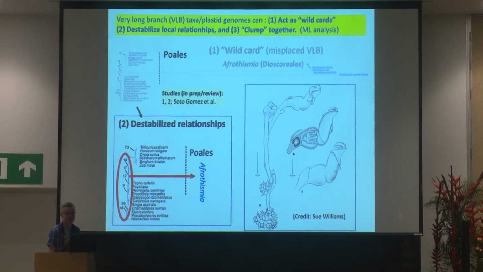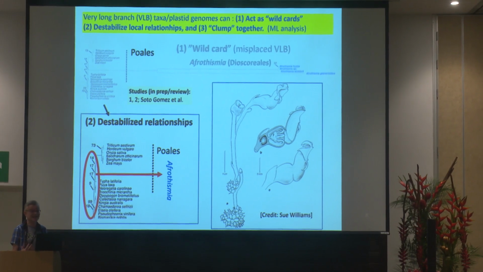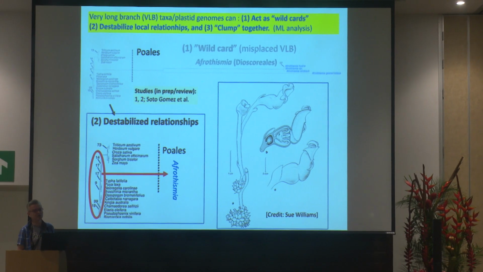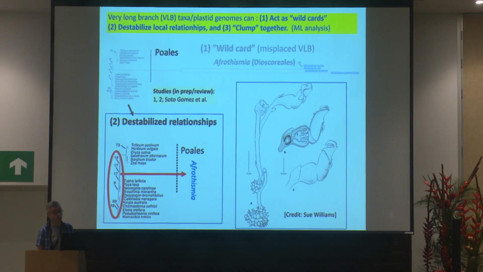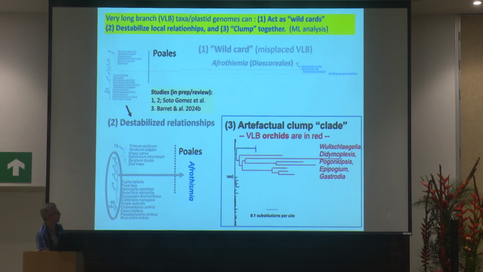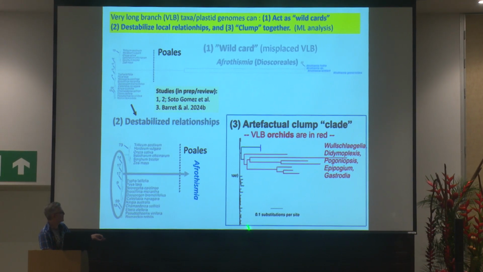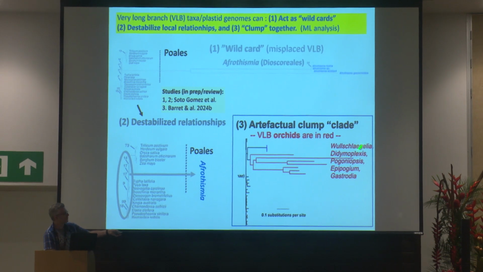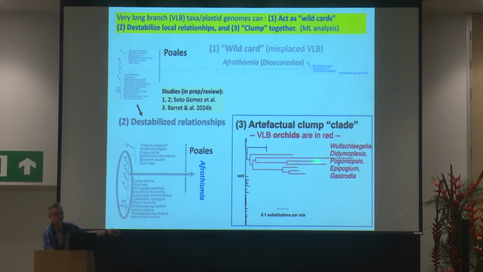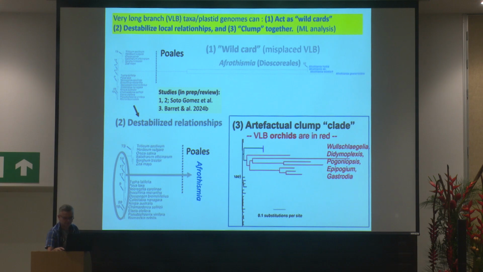And then the final problem is that if you have more than one long branch taxon in the analysis, they tend to clump together. This is classic long branch attraction, or very long branch attraction. And it's not just a problem for parsimony, it's a problem for model-based methods too. So this is an ML figure of orchids where some very long branch orchids are clumping together in this broader phylogeny of orchids. These are the long branch orchids here, and this is not real. They're in the wrong place, and they're grouping together. So it's a clade in quotation marks.